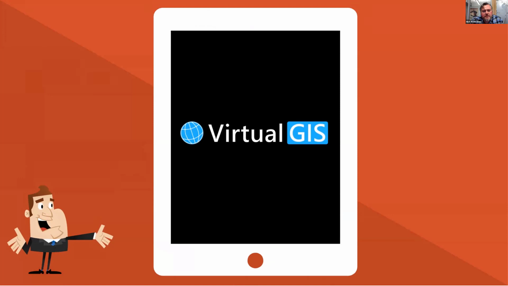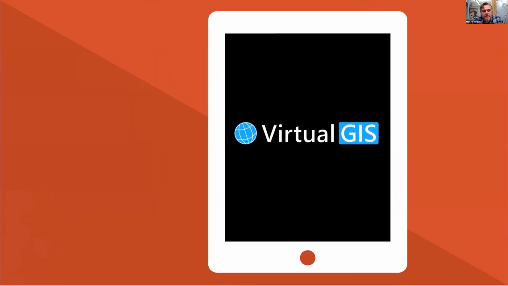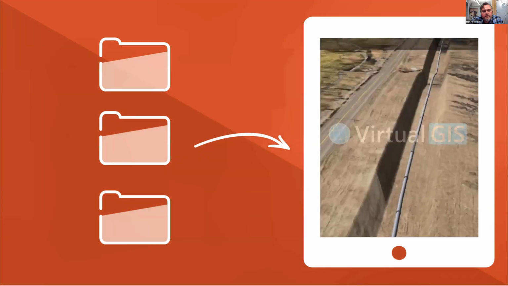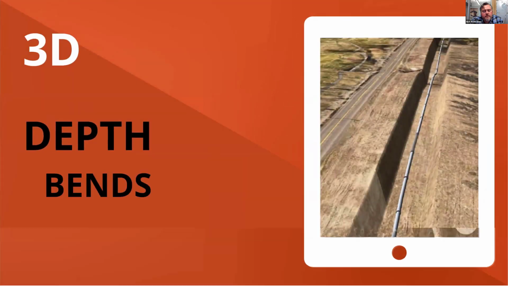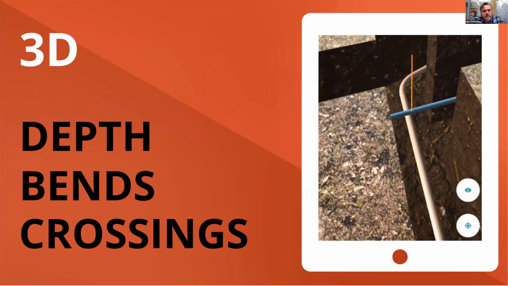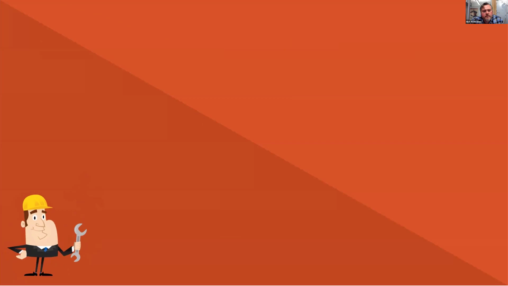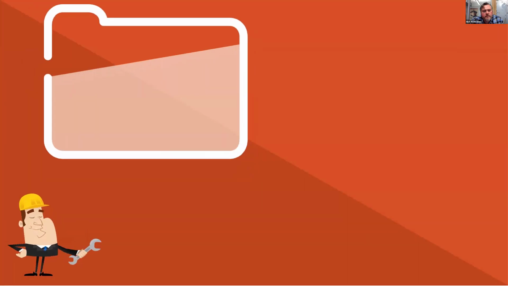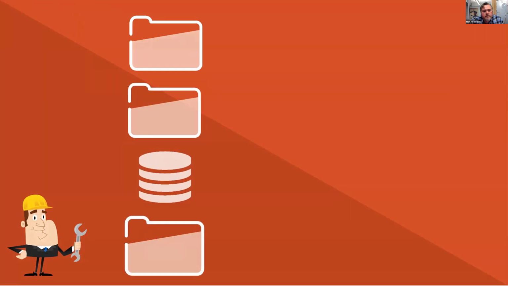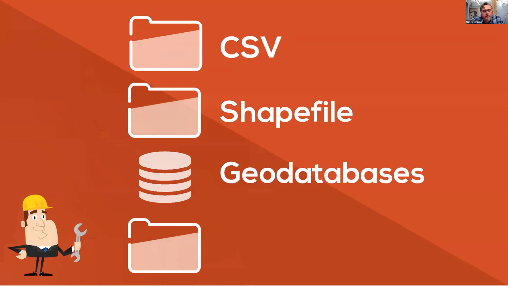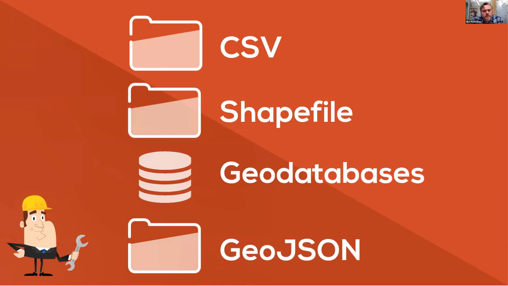Introducing Virtual GIS. Virtual GIS takes your existing project data and turns it into an intuitive 3D visualization. In 3D, depth, bends, and crossing utilities are clearly visible. You don't need much to get started. Latitude, longitude, and elevation are sufficient. You can import from dozens of formats, including CSVs, shapefiles, geodatabases, and GeoJSON.